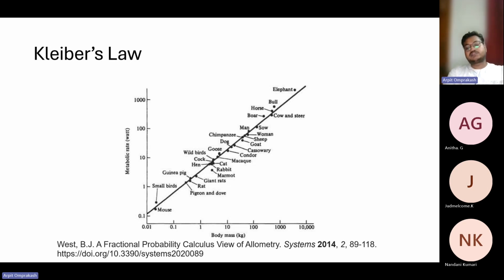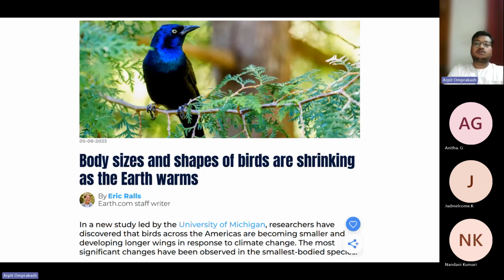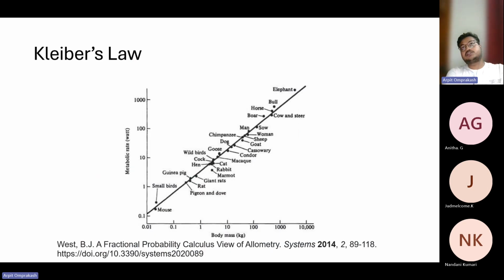And why these kinds of things are important is because, especially due to things like climate change, people have found out across the world that sizes and shapes of different organisms are shrinking as the climate is getting warmer and warmer. So that's why these kinds of laws, and these kinds of allometric studies, are more important, because we need to figure out if this change in size and shape will affect the metabolic rate and the biology and the ecology of the species in some way. Right.